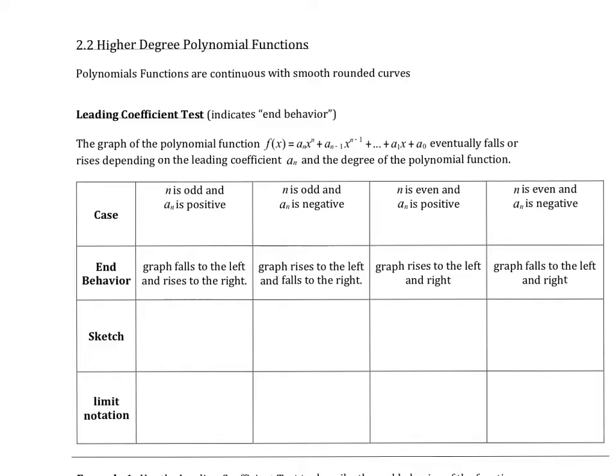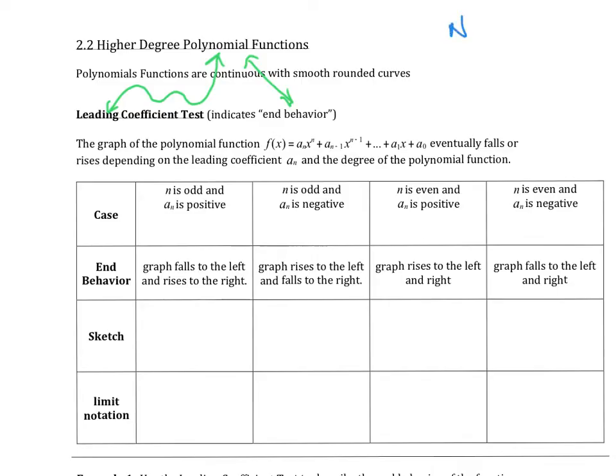Okay, so the first thing is polynomial functions are continuous, and if they change direction, they have smooth, rounded curves. So for example, maybe it would look like this. It's going to be smooth and curvy. In theory, though, also you could have a linear polynomial function. Then it would just be a line or a constant function.